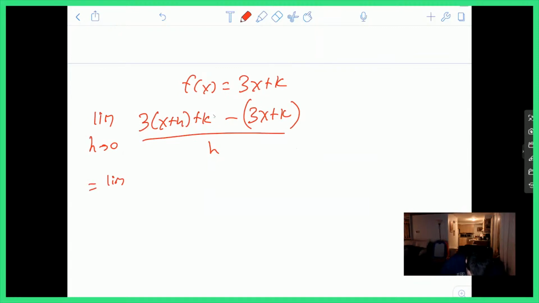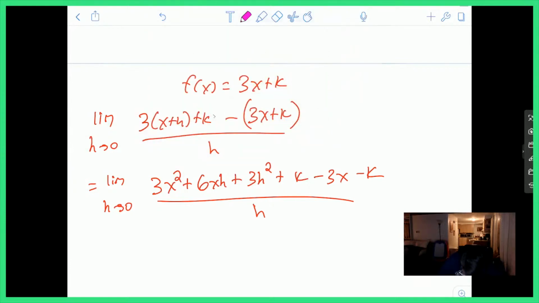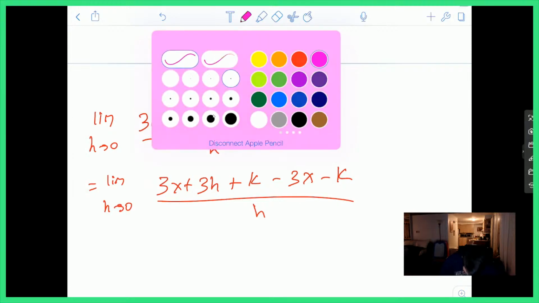So this equals the limit as h goes to 0 of 3x squared plus, so it'd be 2xh, so it'd be 6xh plus 3h squared plus k minus 3x minus k over h. I just expanded this thing. Oh, wait, I just squared that for no reason. Oh, I'm on autopilot. I just keep squaring the binomial x plus h so many times. It's just distribution of 3. 3x plus 3h plus k minus 3x minus k. All right, that's a little better.